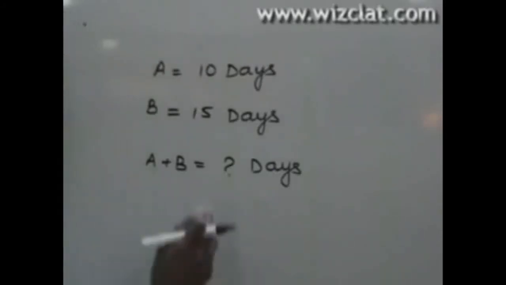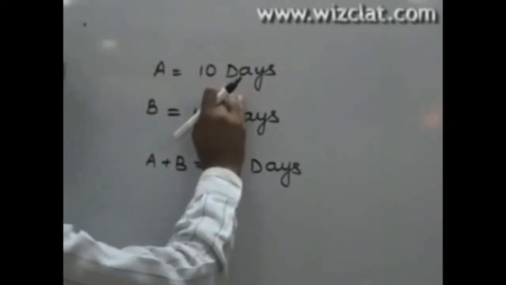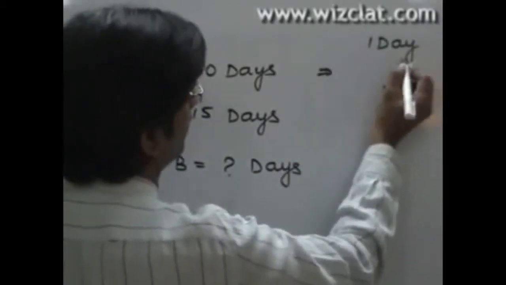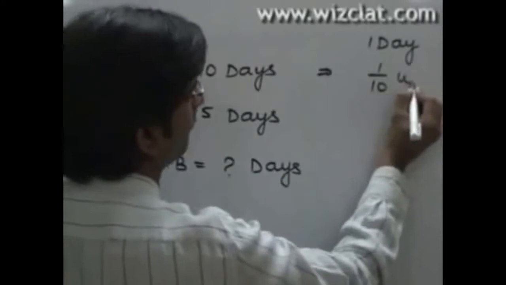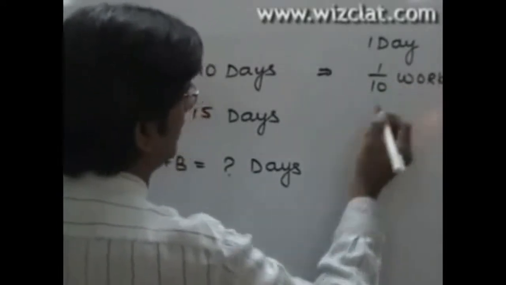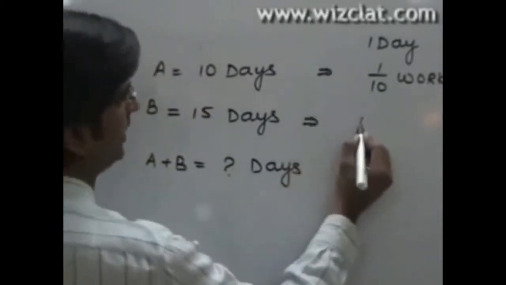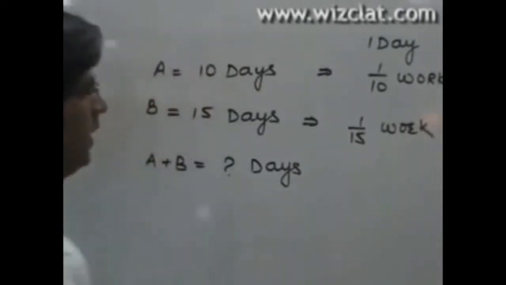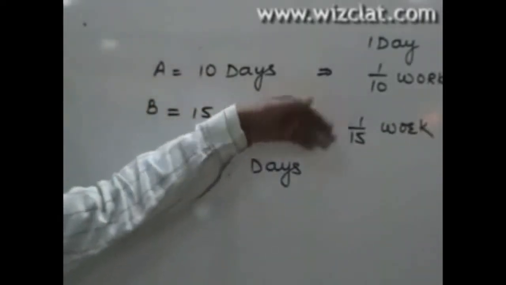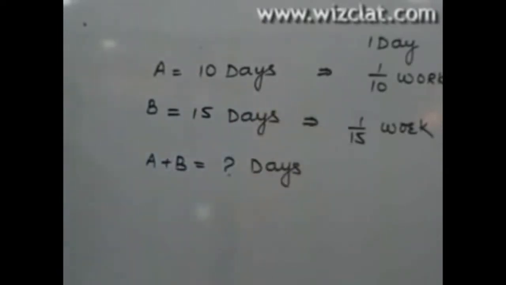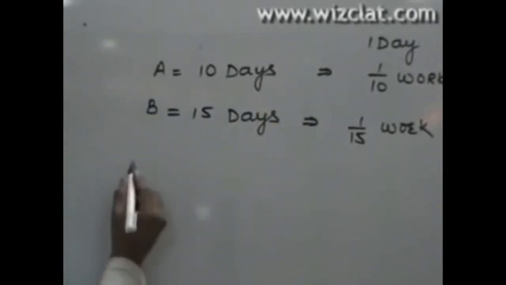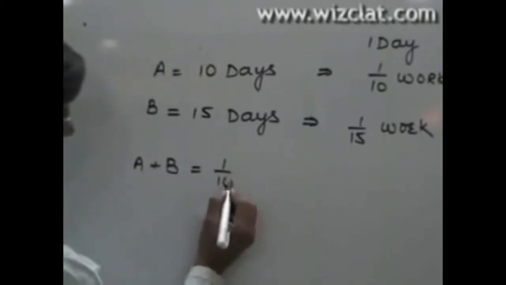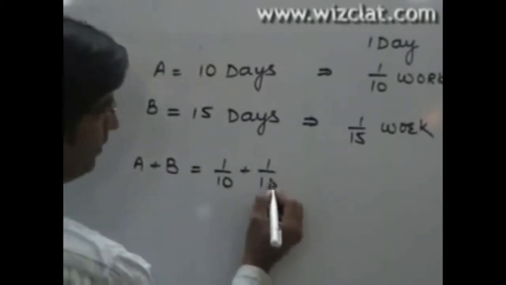The first approach says, if A can do a piece of work in 10 days, then his one-day work will be equal to 1 upon 10. Similarly, one-day work of B will be 1 upon 15. Now, if I club the work of both the persons of one day, together A plus B in one day can do 1 upon 10 plus 1 upon 15.